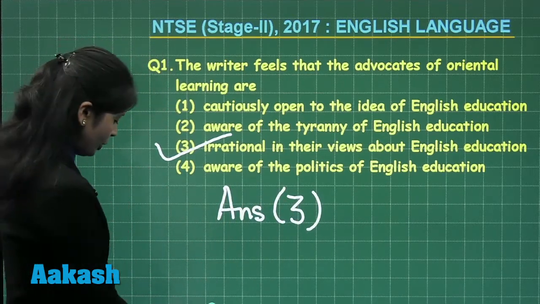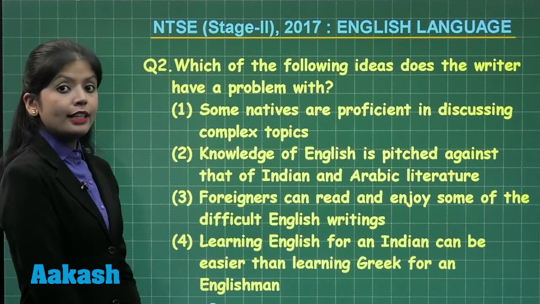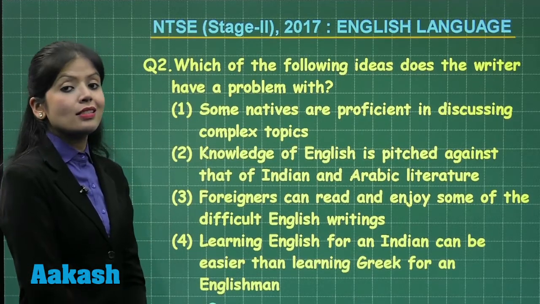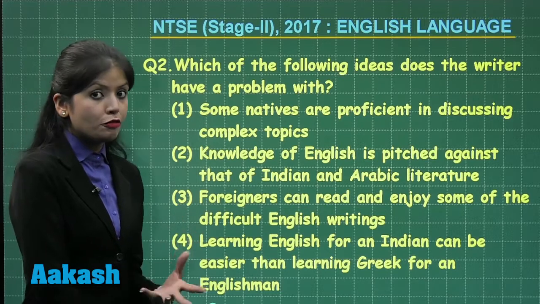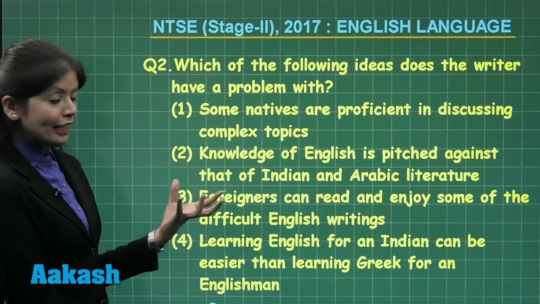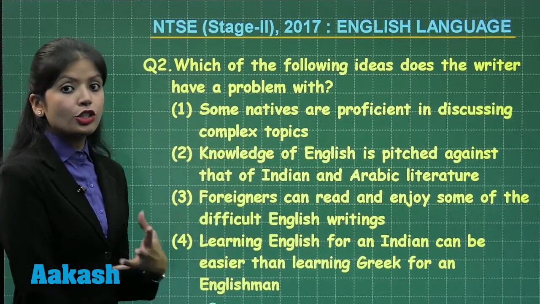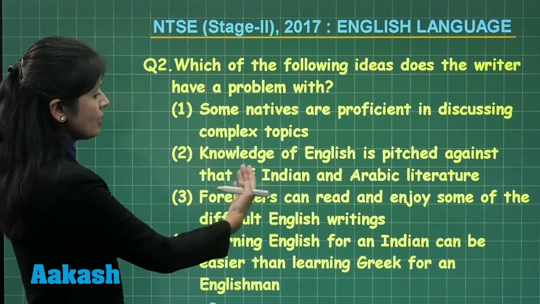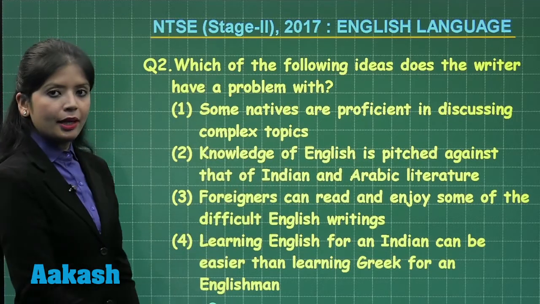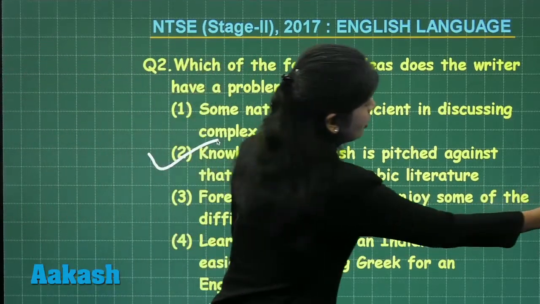Let's look at question number 2. Which of the following ideas does the writer have a problem with? Now remember, when we discussed the central idea, we talked about how the author has a problem with the assumption of Oriental advocates of learning. Reading the 4 options, we can easily find that option number 2 states that dichotomy which the author has a problem with. It says knowledge of English is pitched against that of Indian and Arabic literature. Therefore, the correct answer is option number 2.